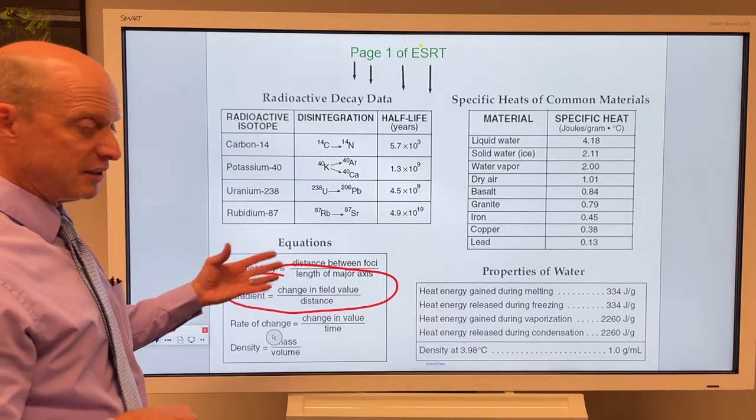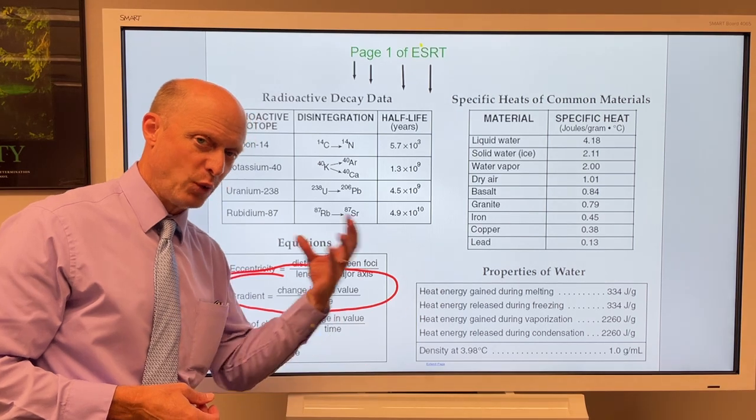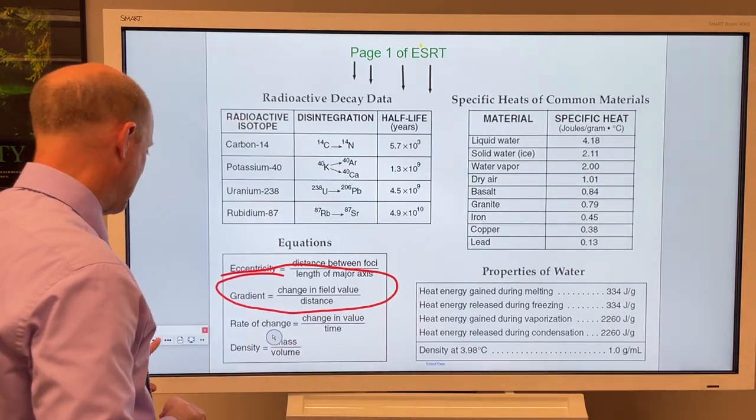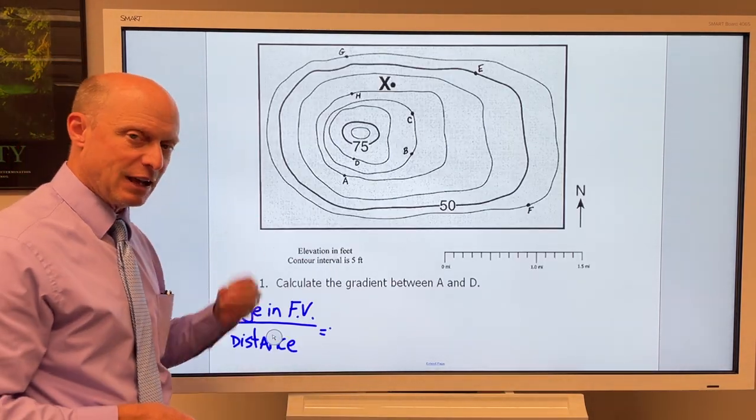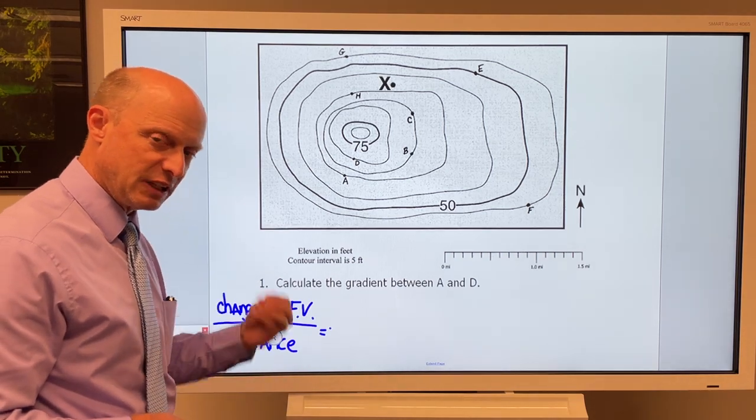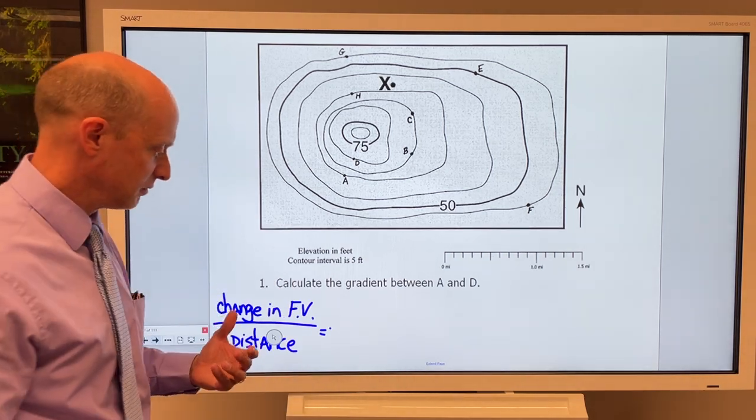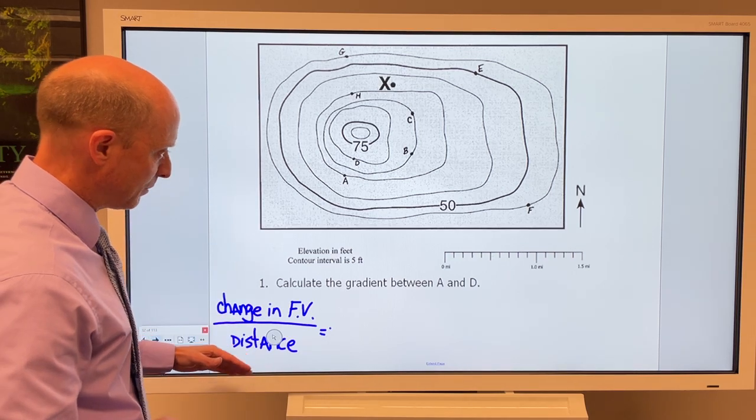The gradient formula is here. It's given to you. You don't have to memorize that, which is nice. Change in field value divided by distance, and usually write that down to help you with that. Write that down. That really helps. The kids who don't do it tend to make simple mistakes. Change in field value divided by distance.